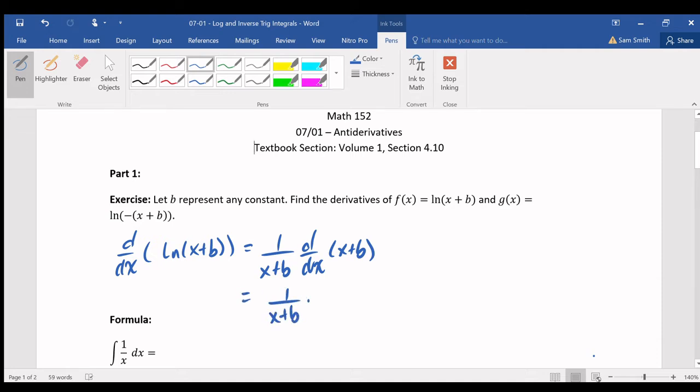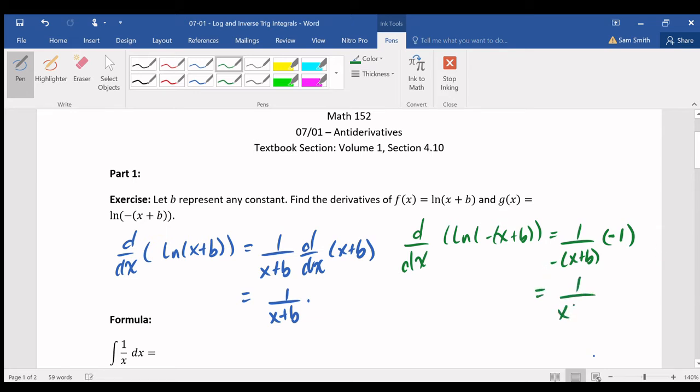I would say we have to be more careful when the time has come to take the derivative of g of x, natural log of the negative quantity x plus b, because now if I take the derivative of the innermost function, the result of that will be minus 1, the derivative of negative x plus b. So the negative 1 in the numerator and the negative 1 in the denominator cancel each other out, giving me 1 over x plus b again. Now this is interesting.